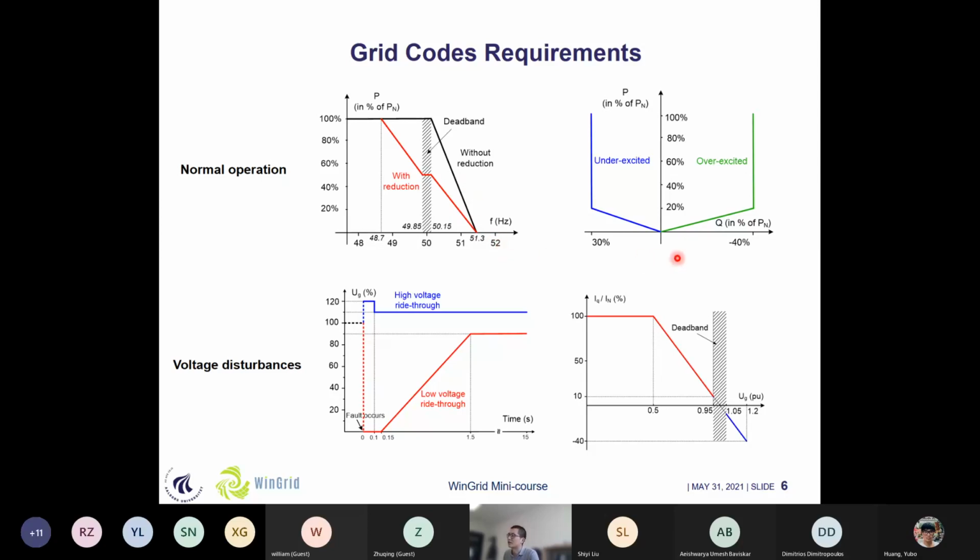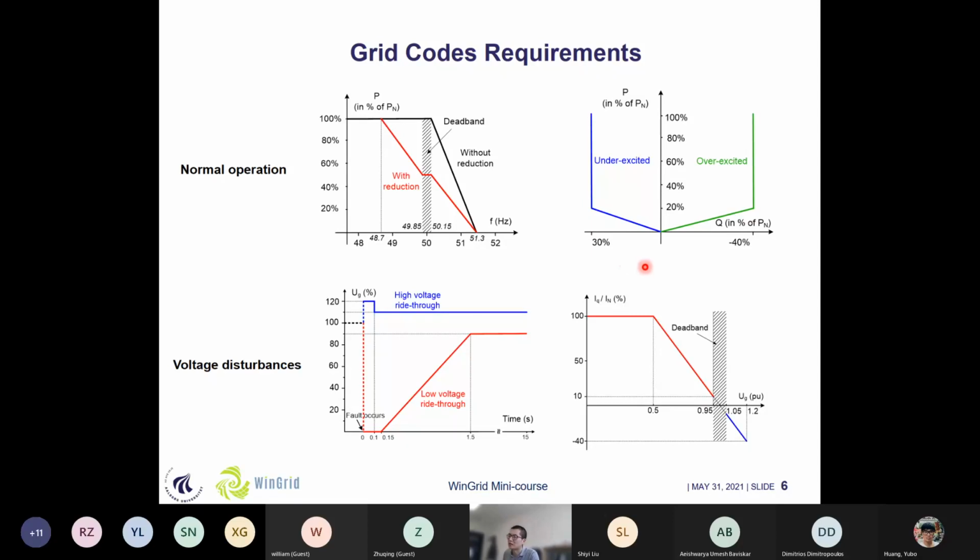Another thing is that wind turbines also need to have the ability to provide or absorb reactive power. This curve comes from a German grid code, and we can see that if the active power is above 20%, we need to provide up to 40% of overexcited rated power and 30% of underexcited rated power. These are some conditions under the normal case.